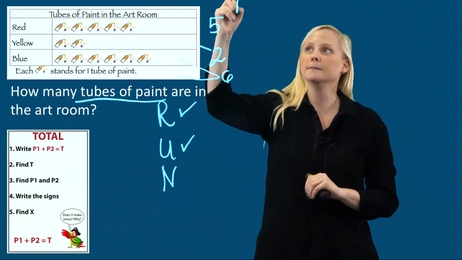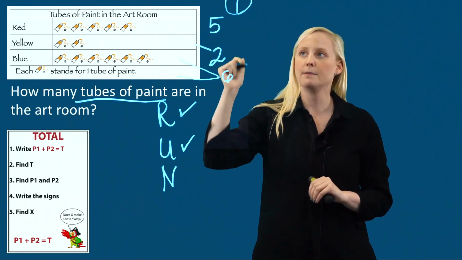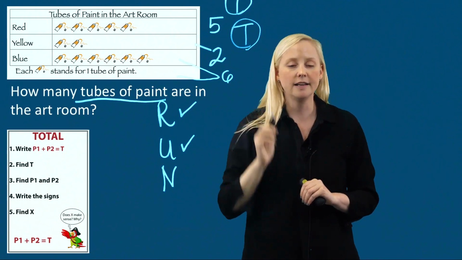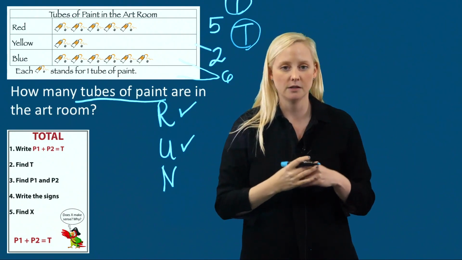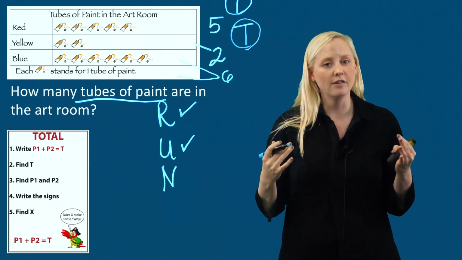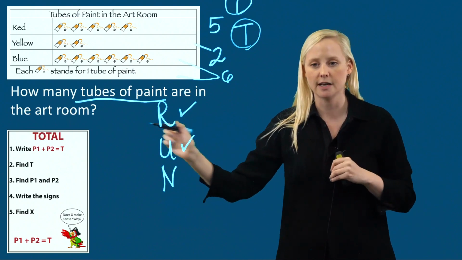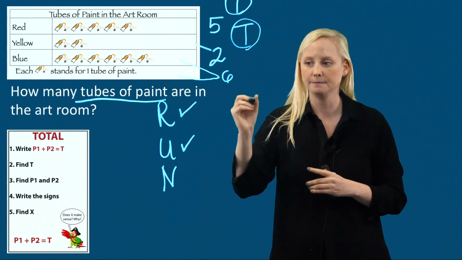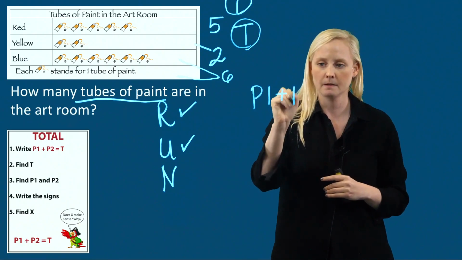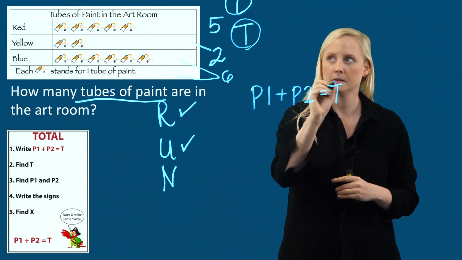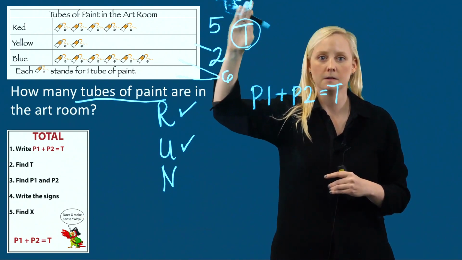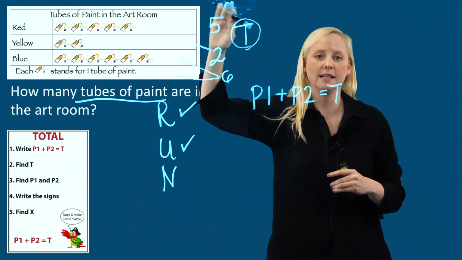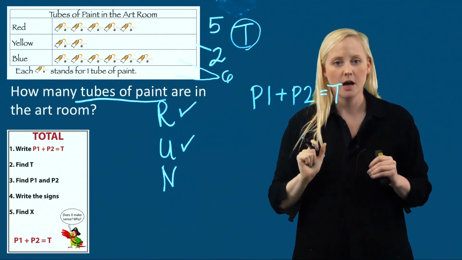I'm going to put a T right up there. You can't see that, so I'm going to rewrite it right here so that we can see that. The T is going to remind us that we are dealing with a total problem. Now, whenever I have a total problem, I just follow my total steps. Here, step 1 says write P1 plus P2 is the same as T. Just going to go ahead and get rid of that T so that we can really focus on our problem.